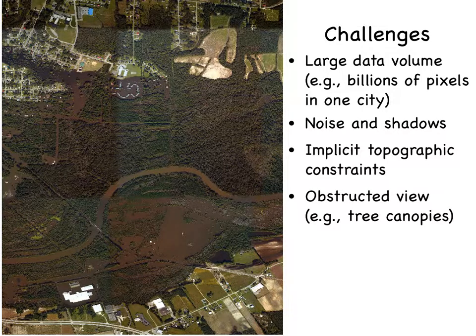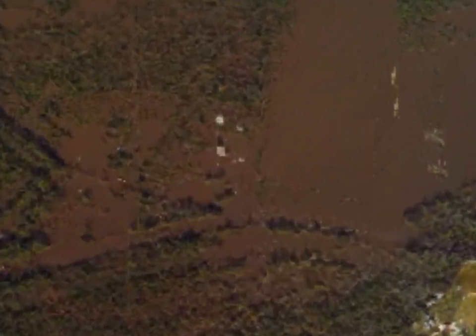Finally, there are obstructed views such as tree canopies, clouds in the imagery, making it hard to identify floodwater beneath. Here is a zoom-in view. There are tree canopies overlaying floodwater.